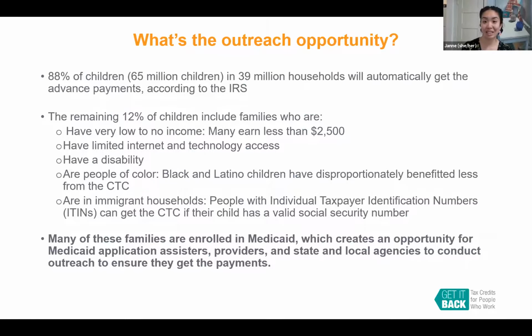So this is a huge opportunity, as Jen said. This is a lot of cash for families who don't usually qualify. The IRS does estimate that about 88% of children who are eligible will automatically get the advance payments, which is amazing. Unfortunately, the remaining 12% of children will not get the advance payments automatically, at least.